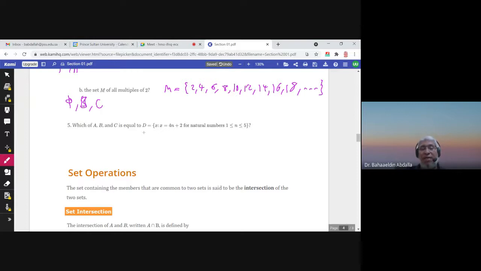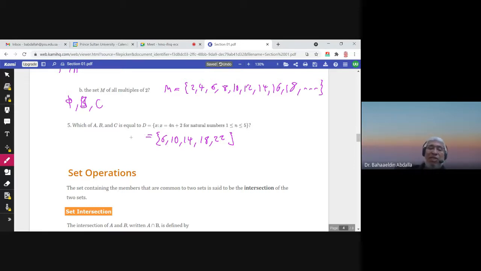Which of A, B, and C is equal to D, this set? Let us try to understand this set first. D consists of all x such that x equals 4n plus 2 for natural numbers n from 1 to 5. So let us replace n by 1. 4 times 1 plus 2 is 6. 4 times 2 plus 2 is 10. 4 times 3 plus 2 is 14. 4 times 4 plus 2 is 18. 4 times 5 plus 2 is 22. And we stop at 5 because n is between 1 and 5.